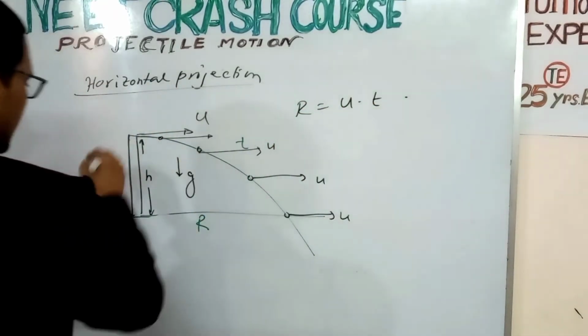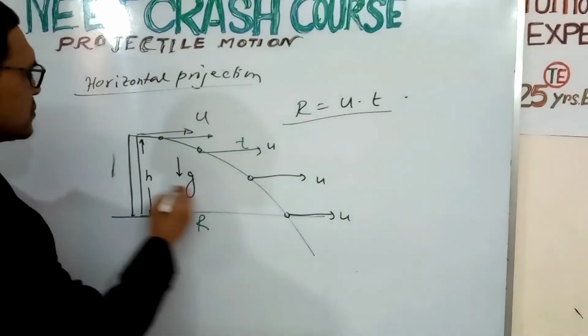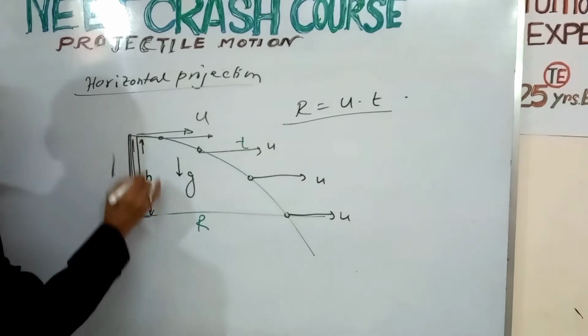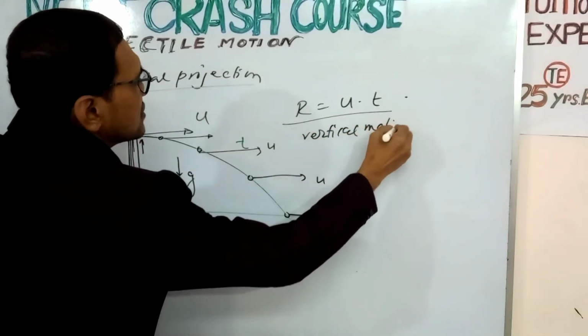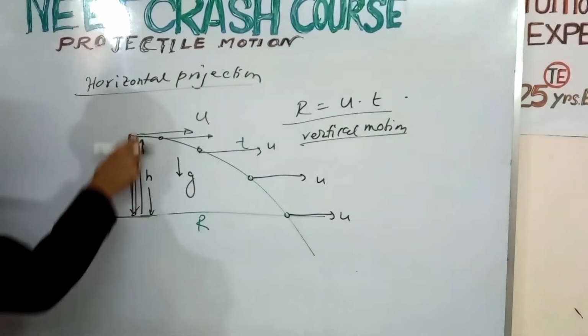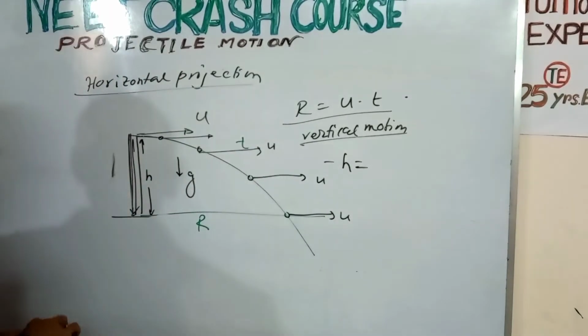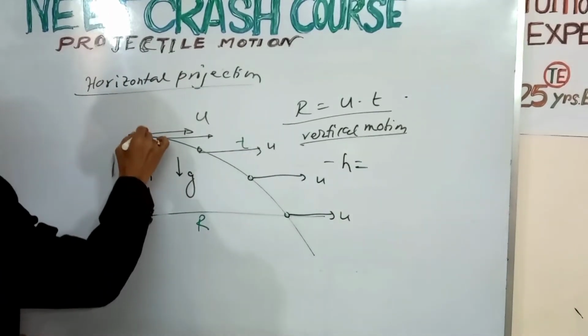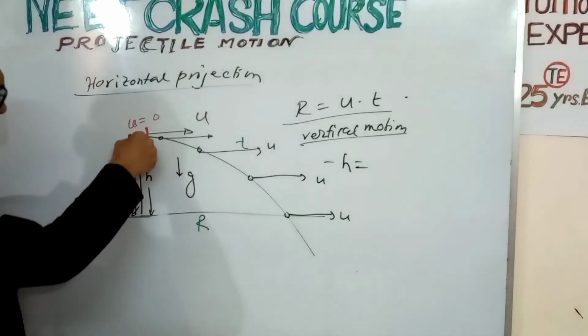Now again in the same way, the height is h, so to calculate the time taken we have to use the vertical motion. So in vertical motion, what is the displacement? Displacement is in negative direction, so minus h. And u is 0, because we consider u along vertical direction. What is u equal to? 0, we have to consider along vertical direction.